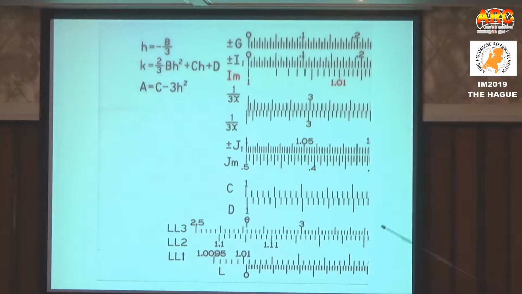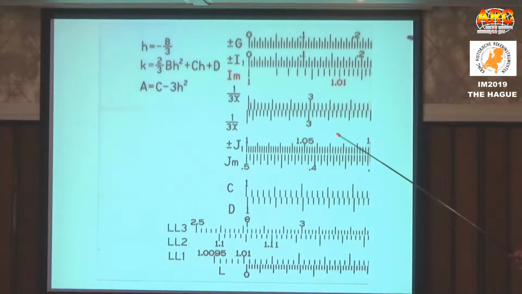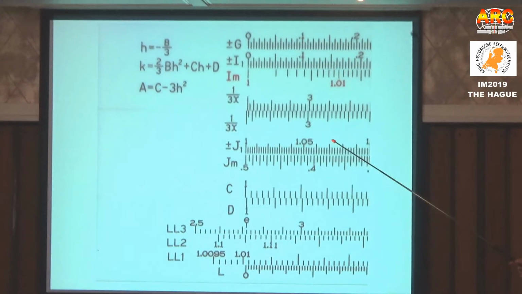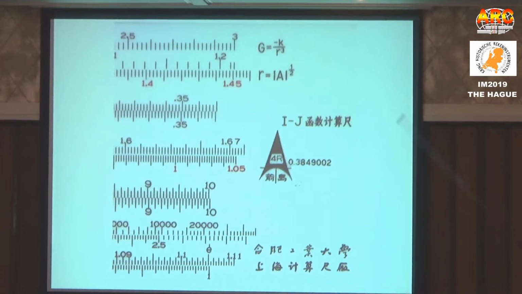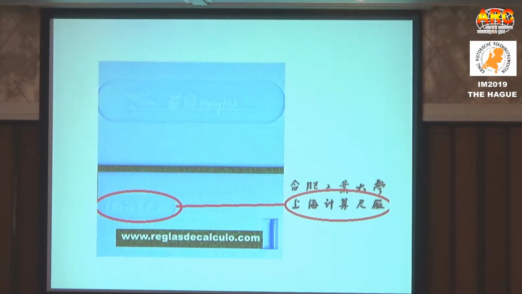Coming back to the front side, there are some formulae written at the top left. H equals minus B over 3, K equals that, A equals that. And also at the right hand end, G equals that, and R equals the square root of the modulus of A. And a rather nice logo here. What there isn't is a flying fish logo, which left me to wonder if it actually is a flying fish.